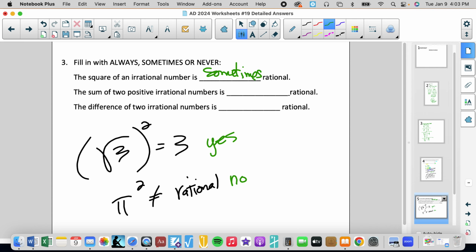So the answer would be sometimes rational. The sum of two positive irrational numbers is always irrational. An irrational plus an irrational is never rational. Yeah, sorry, it's never rational. It's always irrational.